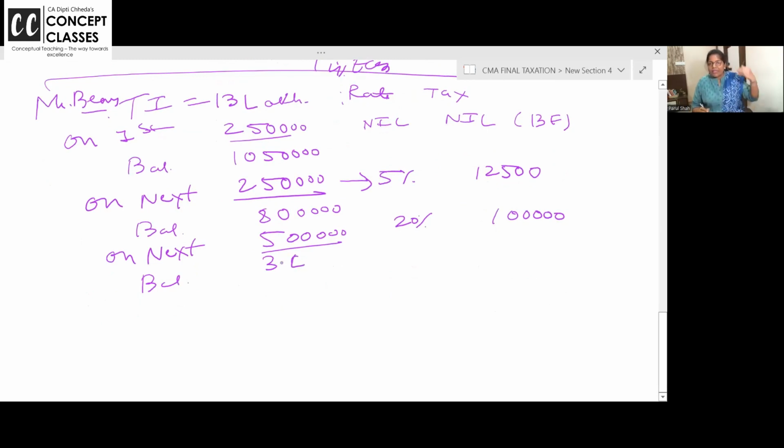If you can see, automatically above 10 lakh. 250, nil. Next 250, 5%. Next 5 lakh, 20%. So 10 lakh is done here. Now the balance 3 lakh, it is 30% of 3 lakh, that is 90,000. So do the calculation and put your answers in the chat box.